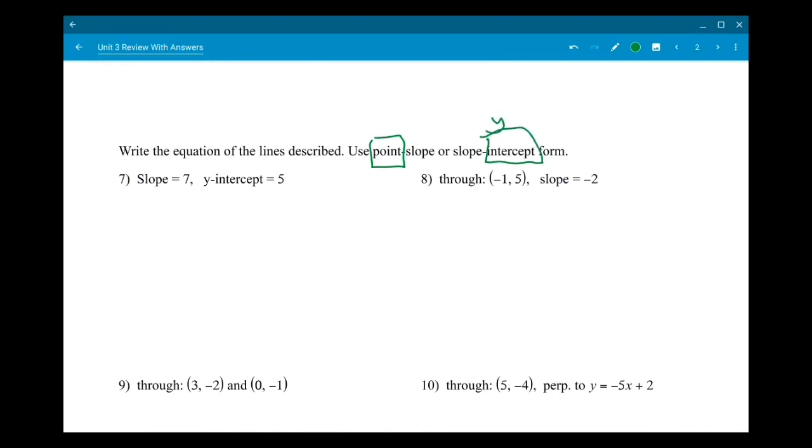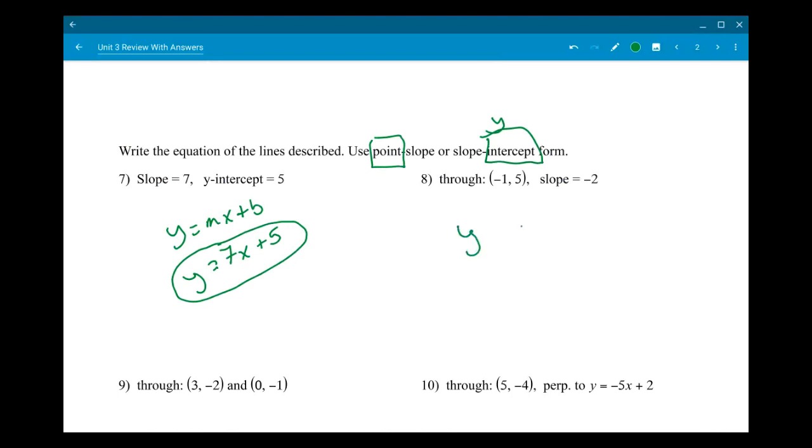Okay, so for number 7 here, I'm going to use y equals mx plus b, which is our slope-intercept form. I've been directly told the slope, and I've been directly told the y-intercept, so I simply put them in where they're supposed to go in the equation, and I'm all done. Pretty straightforward. This one I was given a point and a slope directly in number 8.